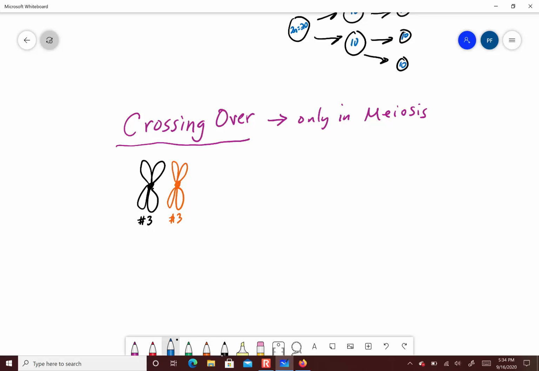Right? So what happens here is literally what the name says. Parts of our chromatids will literally cross over each other. So you'll get things that look like this. There's some crossover with these chromatids, right? They're physically crossed over each other. And then these chromatids will swap pieces of their DNA. So you'll get what looks like this.